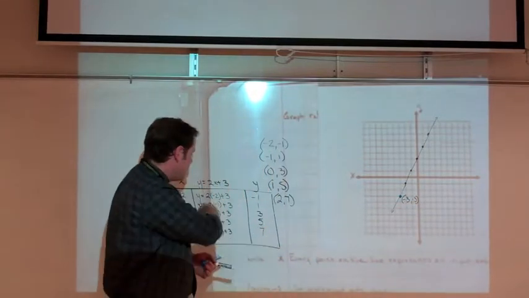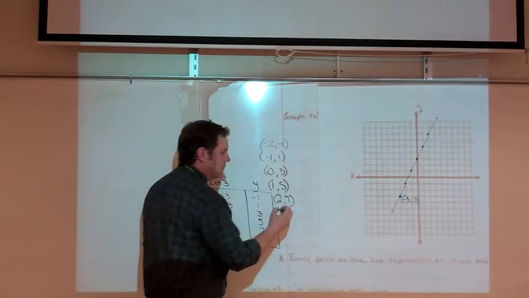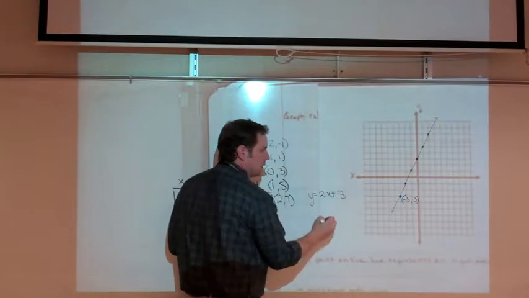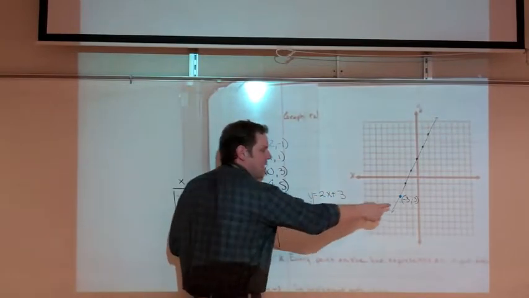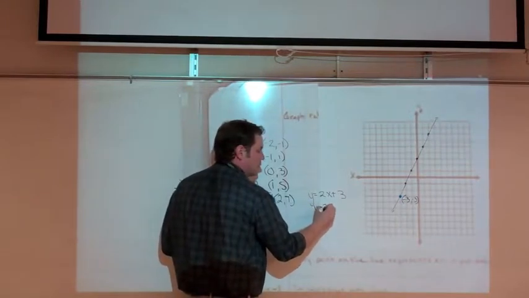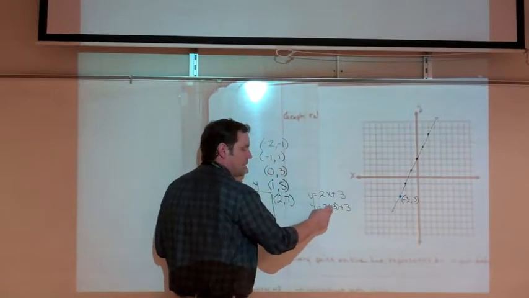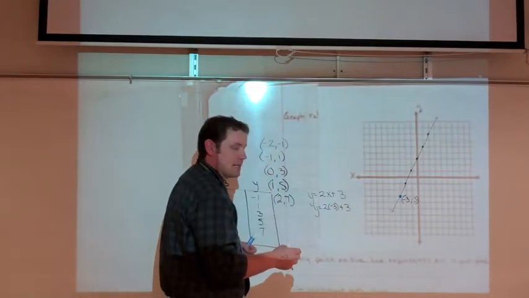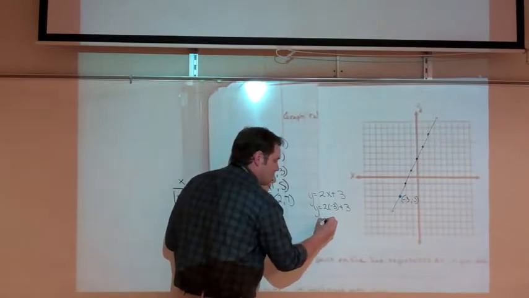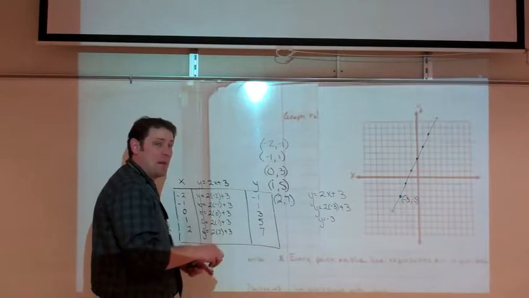Well, let's check that one with our function rule. Our function rule is y equals 2x plus 3. If I put in negative 3 for x, I should get negative 3 for y. So y equals 2 times negative 3 plus 3. 2 times negative 3 is negative 6, and negative 6 plus 3 is negative 3. So our y is equal to negative 3. So the input actually works to make the output.